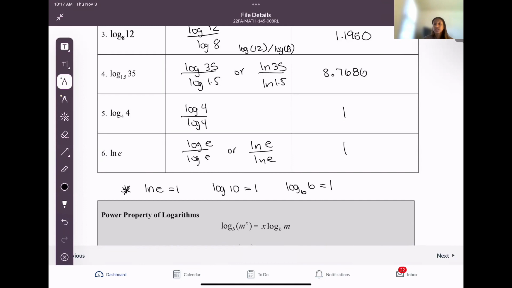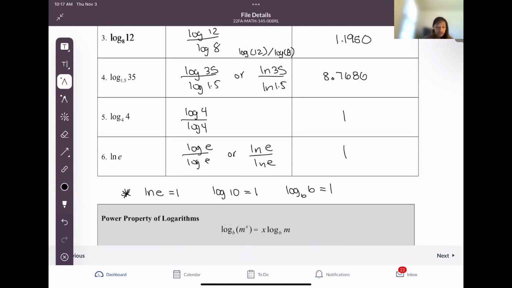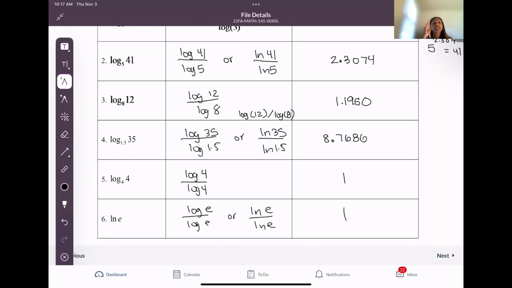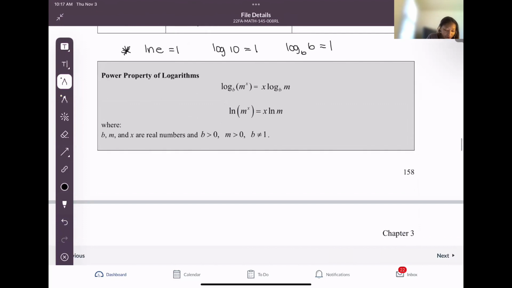All right, so we've learned the first of our 2 important properties. The first one is the change of base formula. This allows us to take a log with any base and convert it to the common log or the natural log, and then use our calculators to evaluate. Then our second very important property is the power property of logarithms. It tells us if we're taking the log base b of some term raised to a power, so we have log base b of m to the x power, we can bring that exponent down and multiply it. This is x times log base b of m.